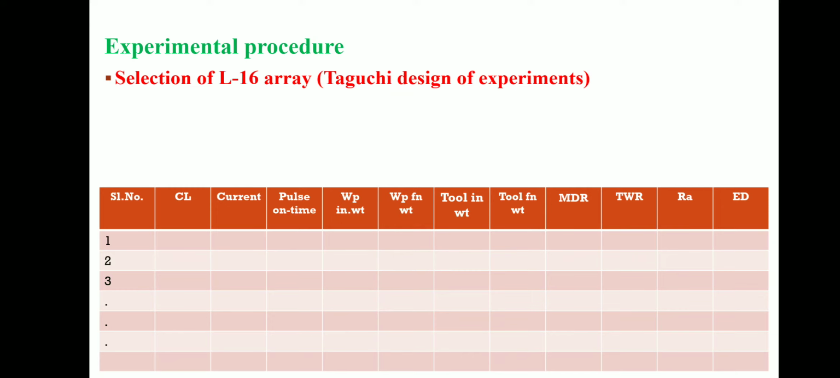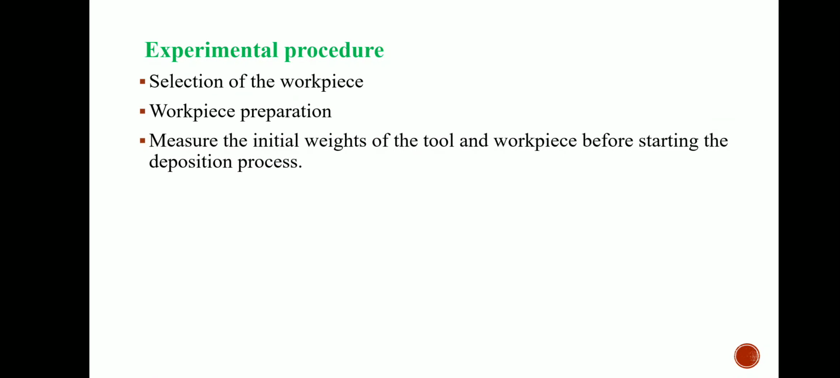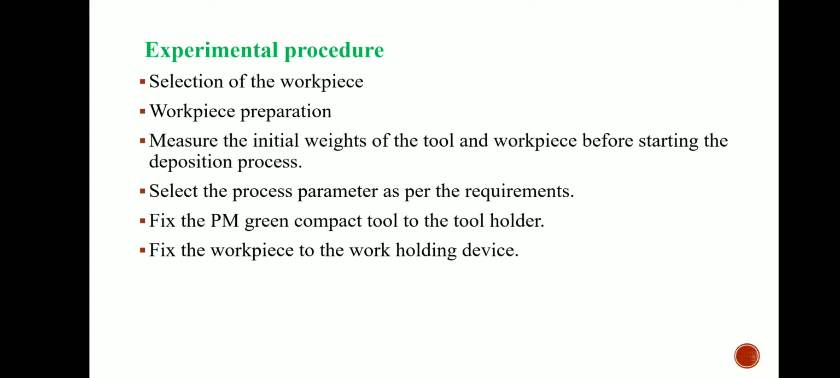The setting of the electrode as negative and workpiece as positive is called the positive or normal polarity, whereas setting of the electrode as positive and workpiece as negative is called reverse polarity. Initially, measure the weight of the prepared workpiece and tool electrode by precision balance, and then the workpiece and the tool electrode will be attached to the negative and positive ends of the power supply respectively.